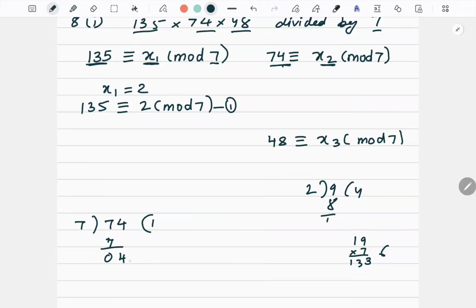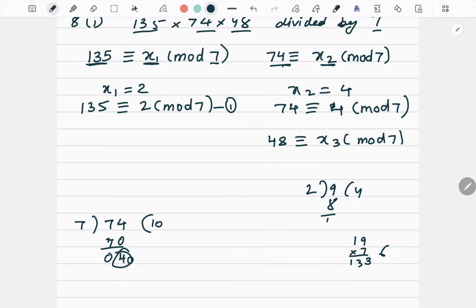Then, now next step what you will do? 0. Correct? So what is the remainder here? 4. Because 7 tens are 70, remainder is 4. So your x2 is 4. So 74 congruent 4 mod 7.